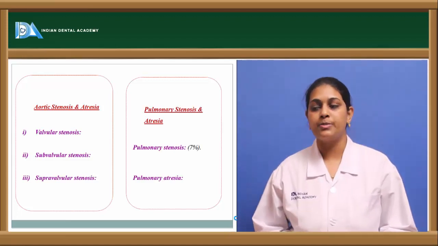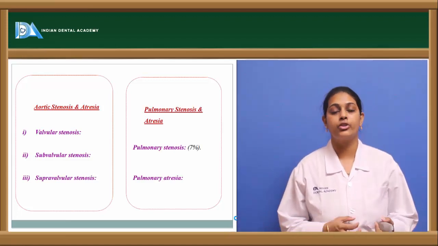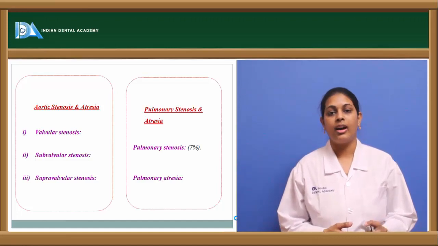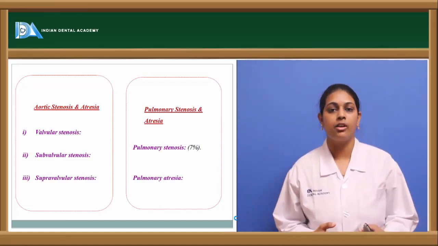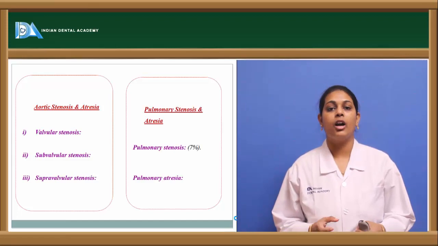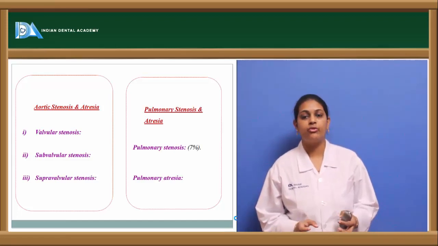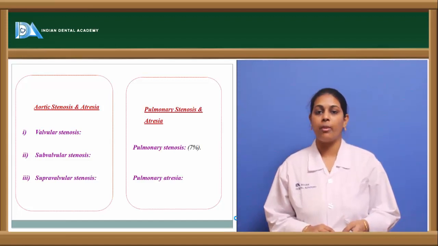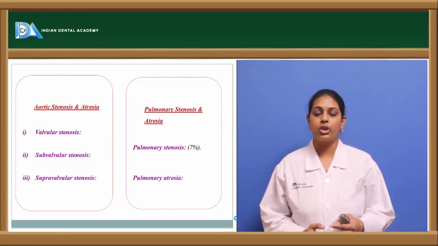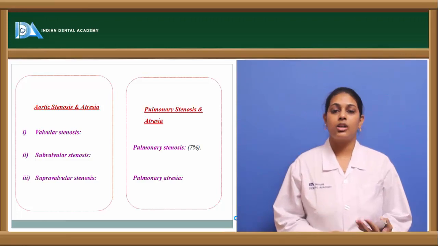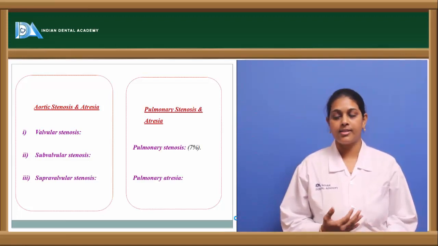Coming to pulmonary stenosis and pulmonary atresia, usually we find in pulmonary stenosis that the pulmonary cusps or valves fuse with each other, and this fusion of the cusps results in the formation of a diaphragm-like structure. Because of this diaphragm-like formation, there is obstruction of the flow of the blood. So this is also considered an obstructive congenital disorder.